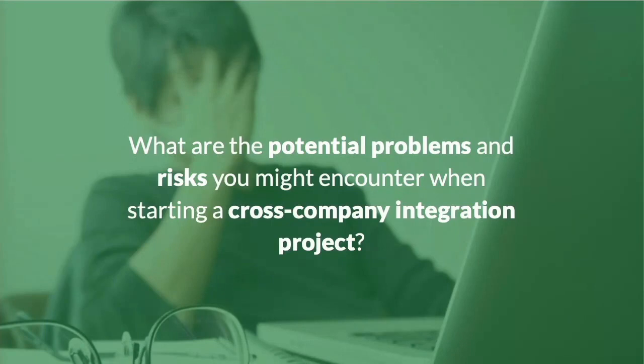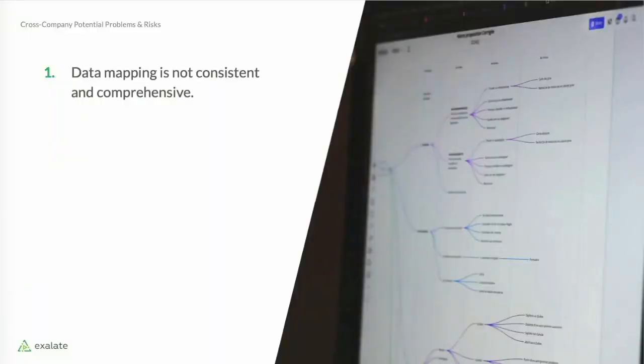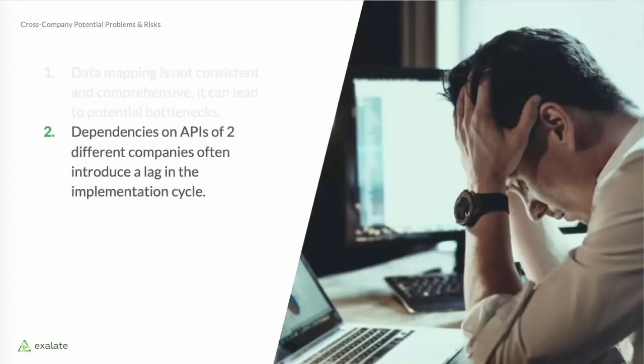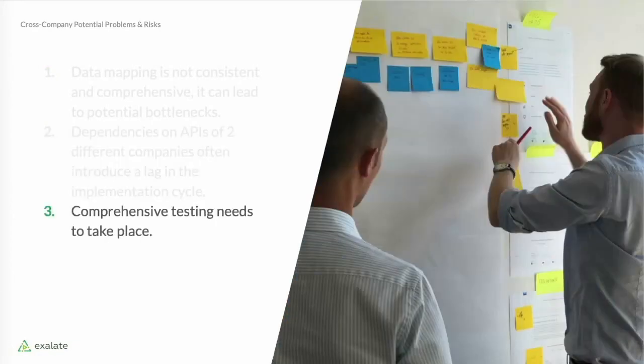There are quite a few potential risks and problems that we need to take into account, such as data mapping, which should be consistent and comprehensive in order not to lead to bottlenecks. For instance, if the same task is called an issue in one system and an incident or a ticket in another, then it should be acknowledged that both mean the same. Or if there is a problem with an API of one system, then the integration cannot proceed until it's resolved.